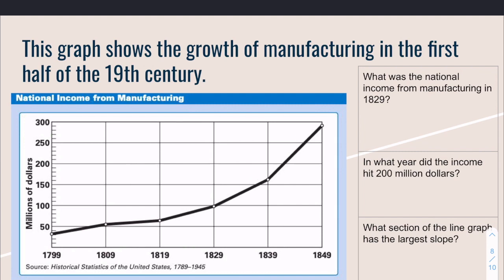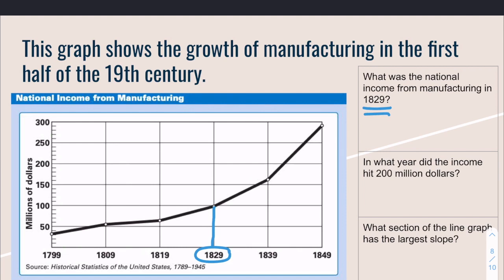What was the national income from manufacturing in 1829? One thing you want to think about is, am I given the year or am I given the income in dollars? And in this example, I am given the year, 1829. So I want to know what amount of millions of dollars corresponds with 1829. If I go along the x-axis to the year 1829, you can then go along that line to find where that's going to be on the line graph.